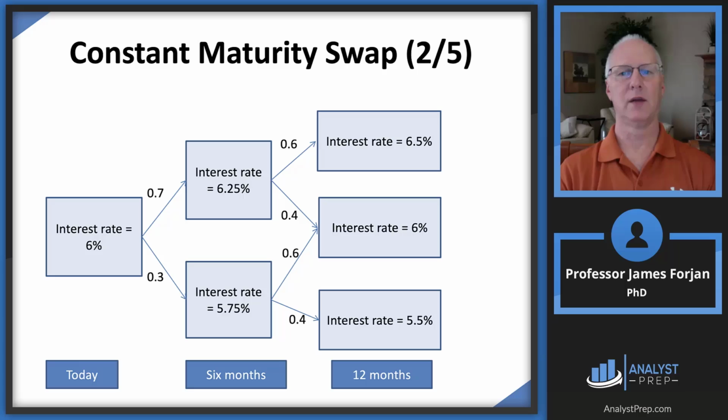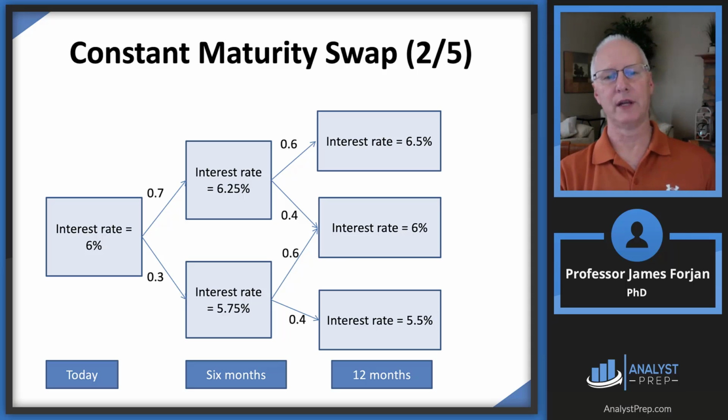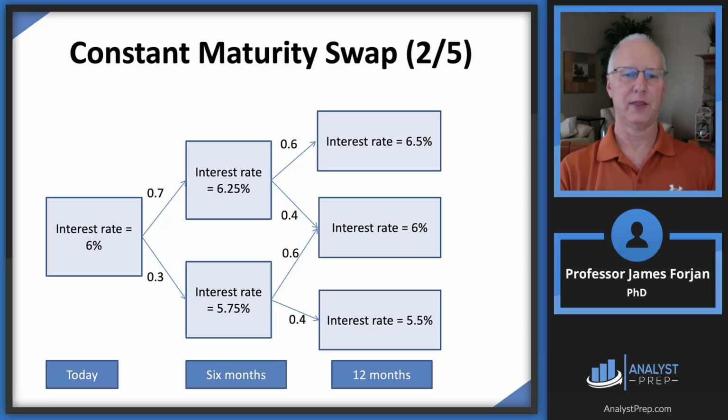All right, so let's go ahead and put together our swaps. So our interest rate path. Here we're starting out at 6%. We've got a 70% chance of up and a 30% chance of down, in which case the interest rates will be either 6.25 or 5.75. Then once we're at the nodes, we have a 60% chance of going up and a 40% chance of going down. Notice this is a recombining tree, so we're meeting in the middle over there at 6%.